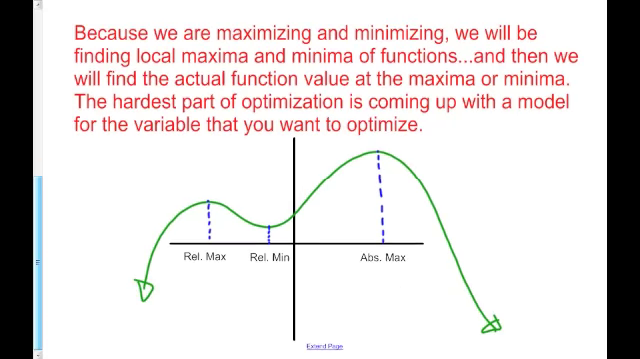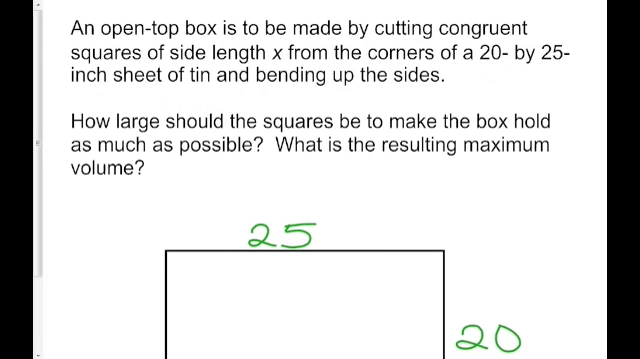Now, because we are maximizing and minimizing, we will be finding local maxima and minima of functions. And then to actually answer the question, we'll probably have to find the actual function value at that maxima or minima. Now, the hardest part of optimization is coming up with a model for the variable that you want to optimize. Other than that, it's just the first derivative analysis.